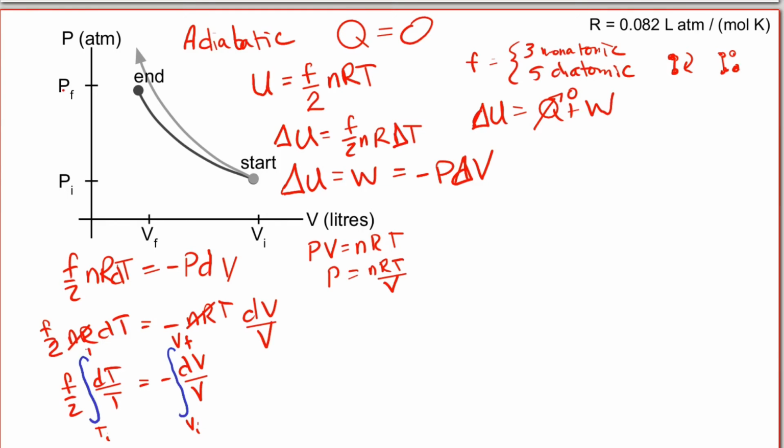and some initial temperature at that initial volume to some final temperature at that final volume. So these bounds match each other over the course of the process. Those values correspond to each other.